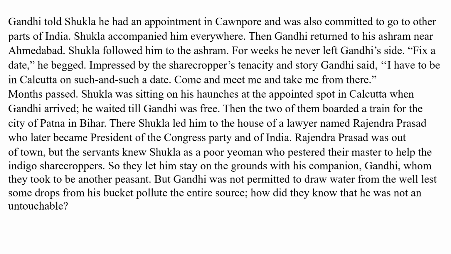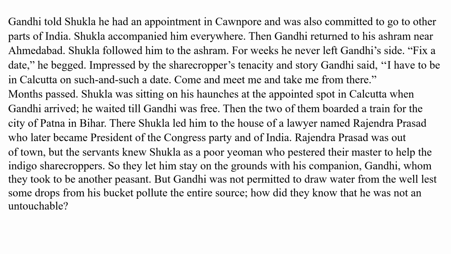First of all, they came to Patna. Shukla took him to the house of a famous lawyer, Rajendra Prasad. We all know Dr. Rajendra Prasad, who earlier became the president of the Indian National Congress and later became the first president of the Indian Republic. Now it so happened that Dr. Rajendra Prasad was not at home, but the servants knew Shukla very well because he had been coming there regularly for taking up his matters and problems. But they did not recognize Gandhi. They took him for another peasant. They were allowed to stay in the garden, but Gandhi was not allowed to draw water from the well.